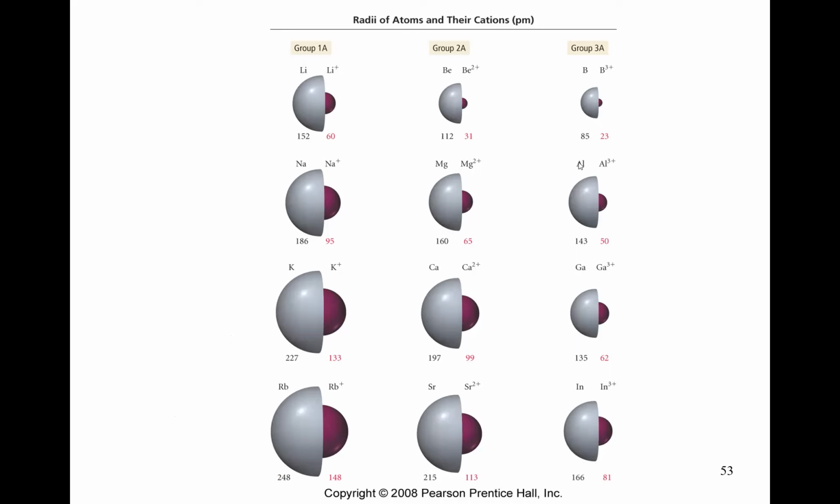Right, then as you move across the table, the charge goes up, and so the contraction should be more dramatic, right? So 95 here, versus 65 versus 50. These are pm. P is pico, and that's smaller than nano. That's 1 × 10 to the minus 12 meters. But it doesn't really matter what the unit is, right? We're just looking at the trends and the relative amounts.